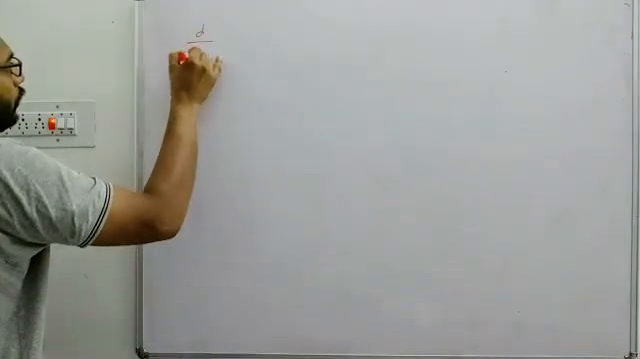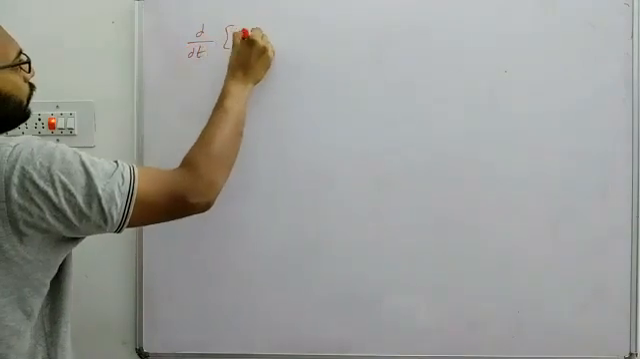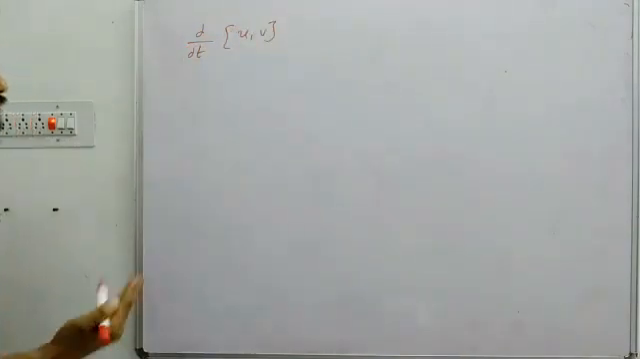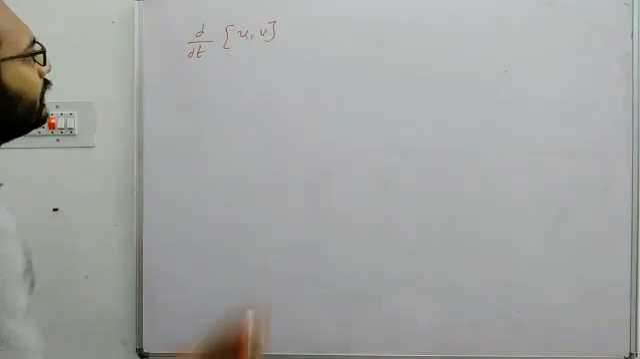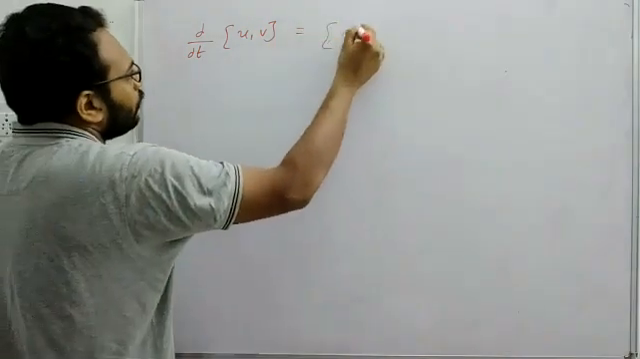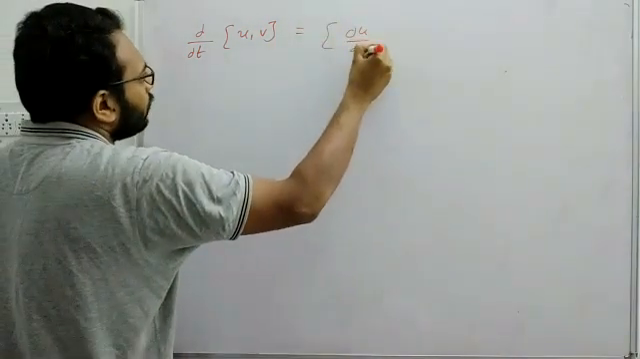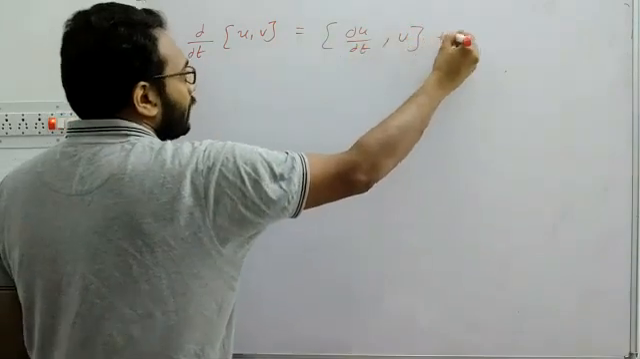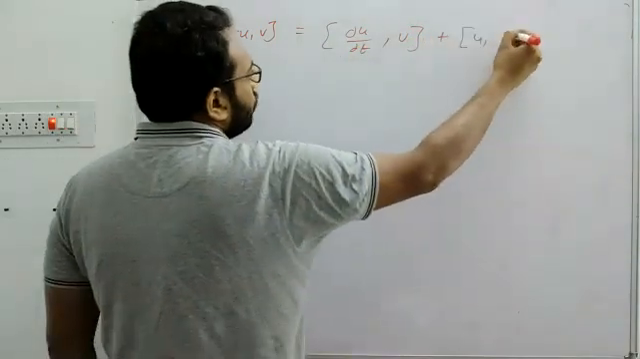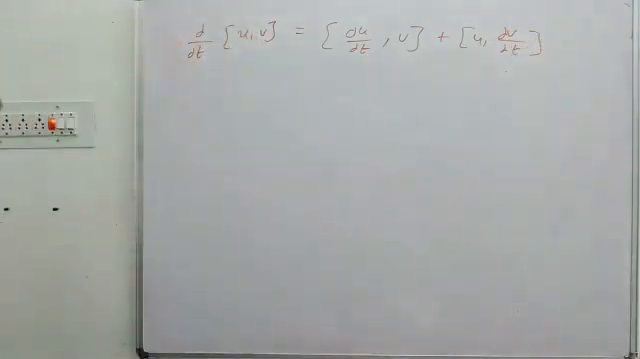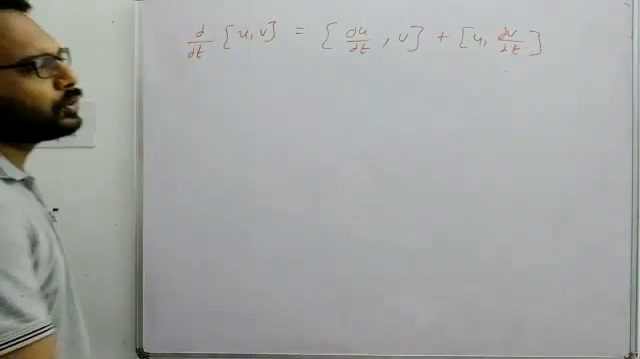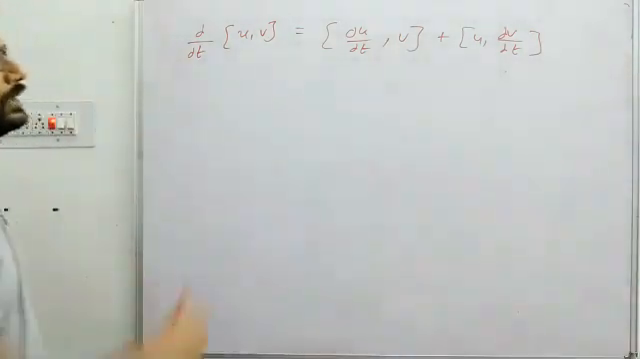Here is another important property. If you have ∂/∂t of {u, v}, or some functions, phi with psi or something, let's just say u with v, this is equal to {∂u/∂t, v} plus {u, ∂v/∂t}. This is an example. We didn't prove all the properties I asked you to prove. We'll do this in the class.